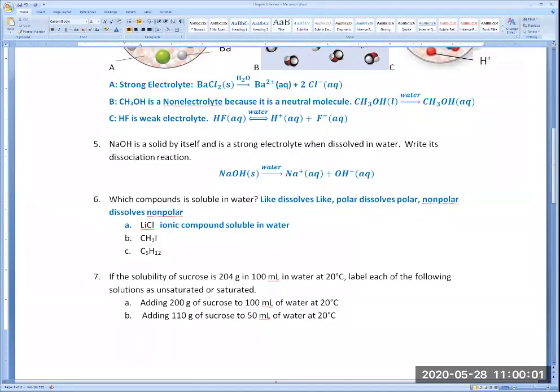Okay, so this one you can decide by using the solubility rules because it's an ionic compound. Now let's look at CH3I. The last letter is the symbol for iodine. So can you tell me, is this an ionic compound or a covalent compound? Ionic or covalent?